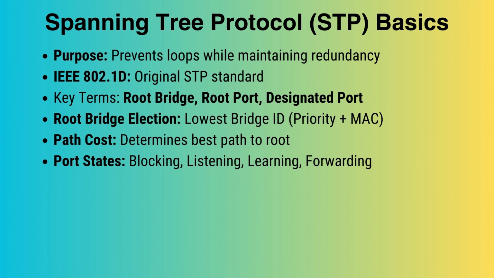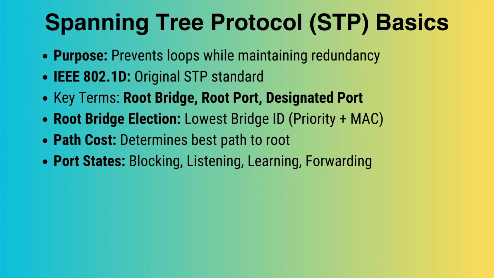Moving on to the section on Spanning Tree Protocol, STP Basics. Spanning Tree Protocol is essential for preventing network loops, which can cause significant disruptions and inefficiencies in a network. STP operates at Layer 2 of the OSI model and follows the IEEE 802.1D standard. STP ensures there is only one active path between network devices by creating a loop-free logical topology.